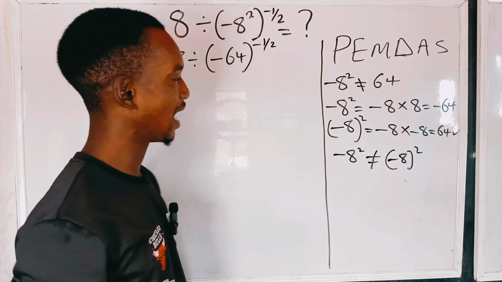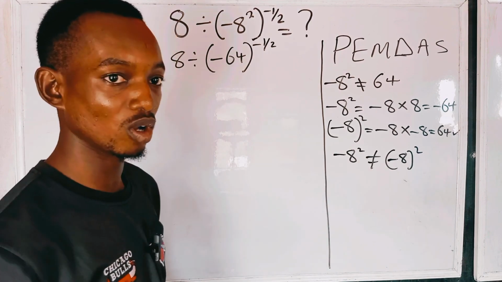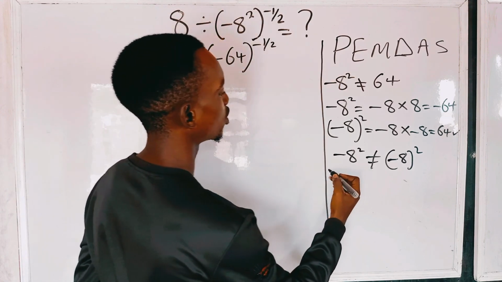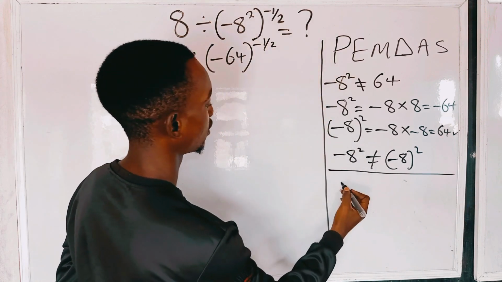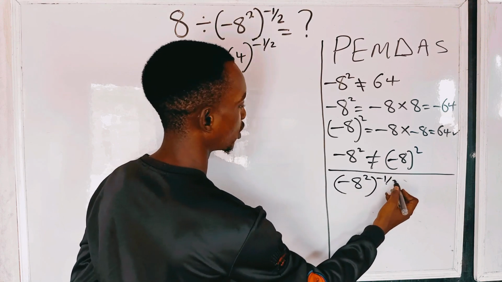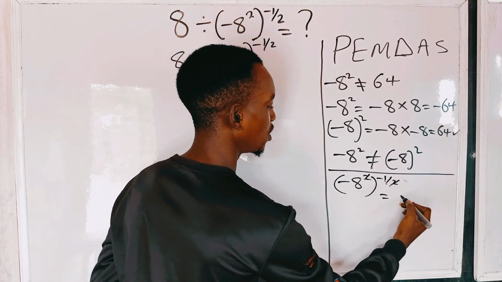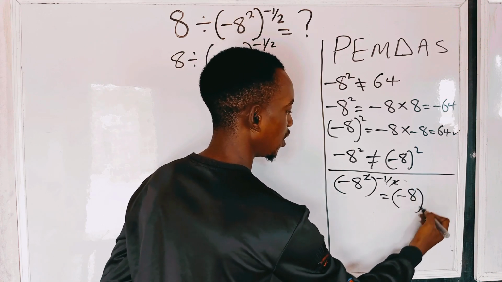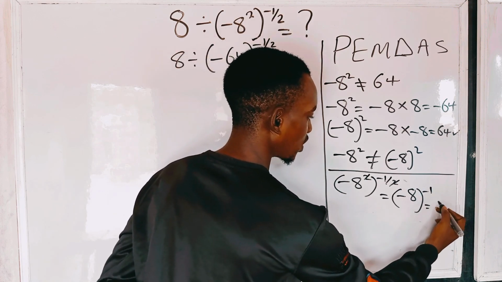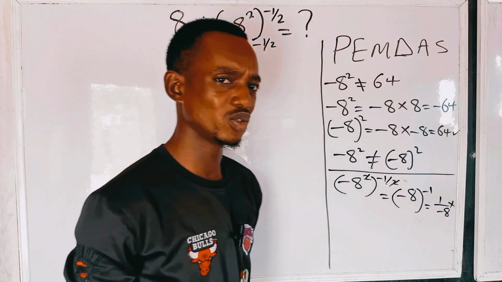Now before we continue, I noticed another error in the answers people got. What someone else did was something like this: negative 8 squared to the power of negative 1 over 2. Then 2 cancels 2. Then the person wrote negative 8 all to the power of negative 1, and the person got 1 over negative 8. This is very wrong. Do you know why it is wrong?